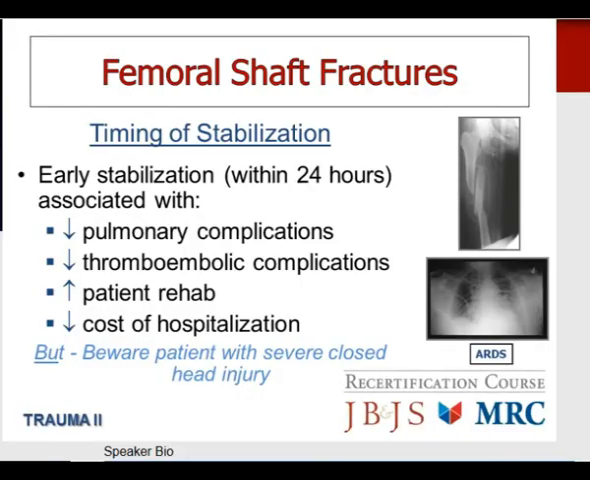Moving on now to talk about femoral shaft fractures. The timing of stabilization of femoral shaft fractures remains important. Early stabilization of a femoral shaft fracture, defined as within the first 24 hours, has been associated with decreased risk of pulmonary complications, decreased risk of thromboembolic complications, faster rehabilitation of the patient, as well as decreased cost of the overall hospitalization.